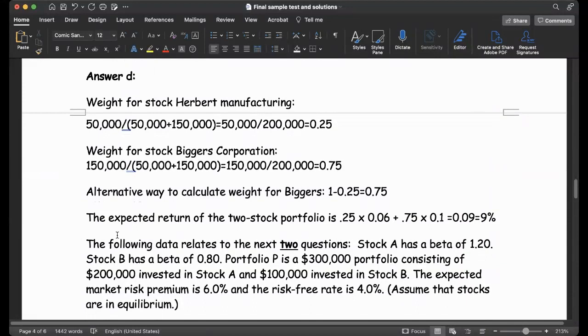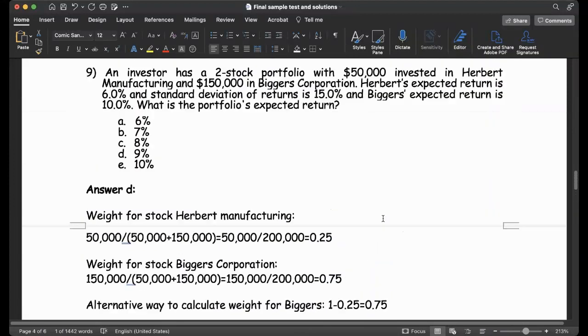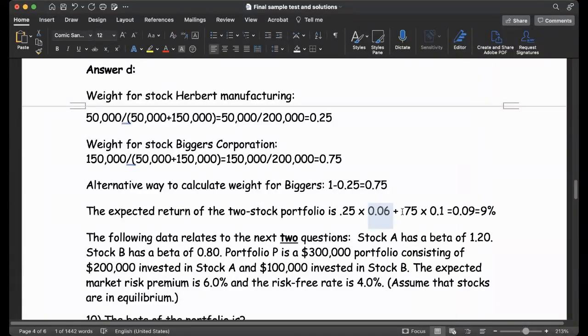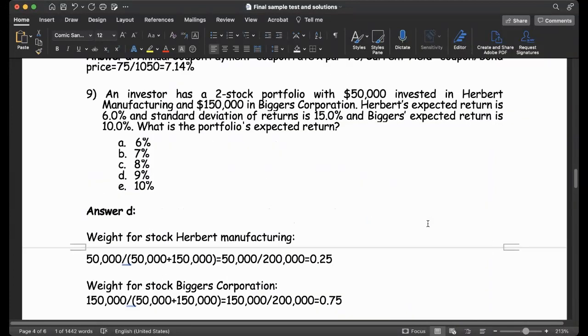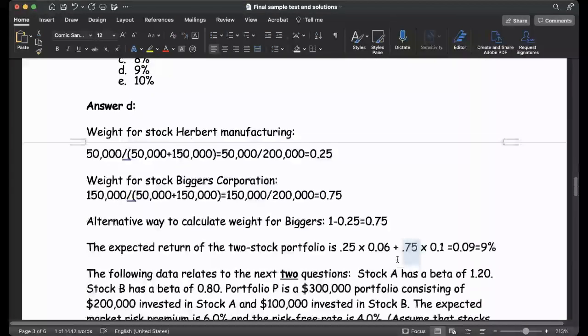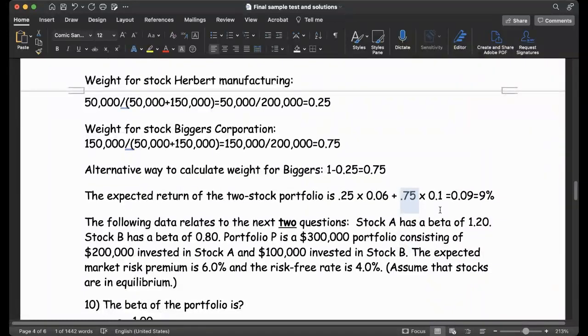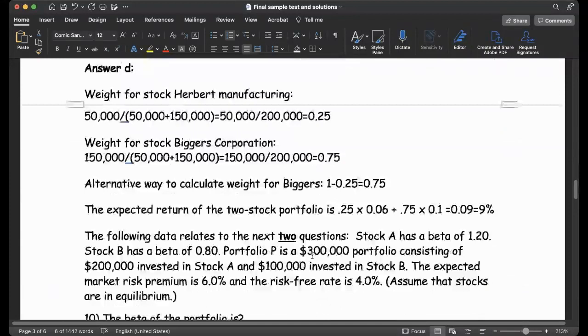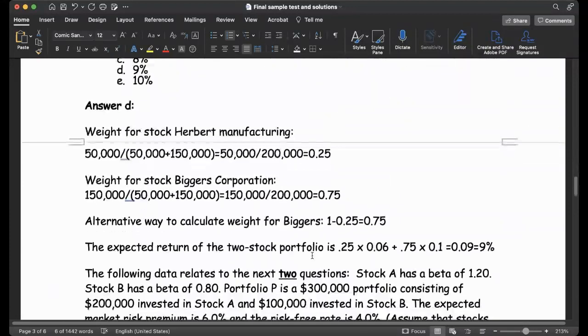Okay, and then the expected return of the two-stock portfolio will be the weight for Herbert multiplied by the expected return for Herbert, which is given here as 6%, which is 0.06, and then plus the weight for Biggers multiplied by the expected return of Biggers, which is 10.0%, which is 0.1. Okay, then we have the portfolio return is 9%. We also know the standard deviation here for Herbert's, but it's not helpful in this question.